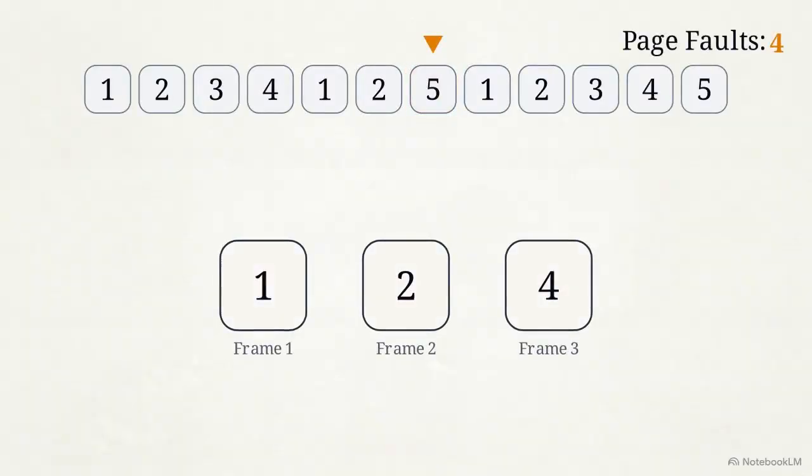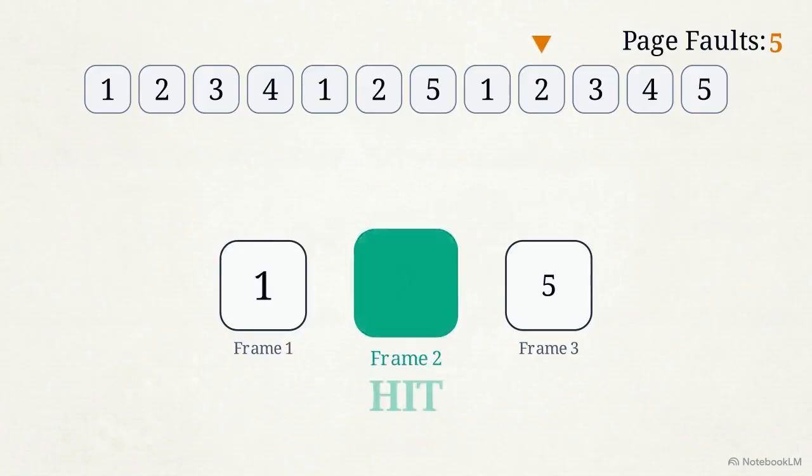Our 3 frames currently hold pages 1, 2, and 4. Triggering the forward search again, the algorithm sees that pages 1 and 2 are scheduled for use in the very next 2 steps. Page 4, meanwhile, sits idle until step 11. Applying the core rule, the system evicts page 4, loads page 5, and logs the 5th page fault. Steps 8 and 9 call for pages 1 and 2, which are sitting safely in memory. Both process rapidly as cache hits.